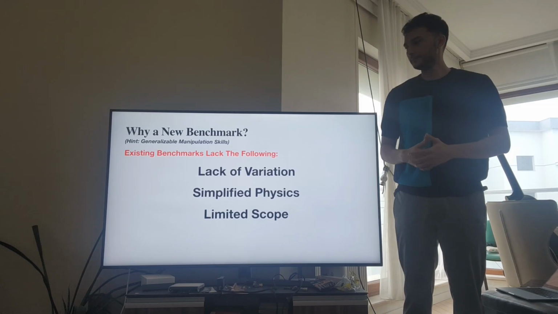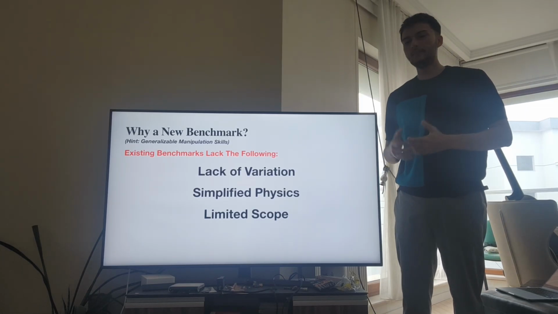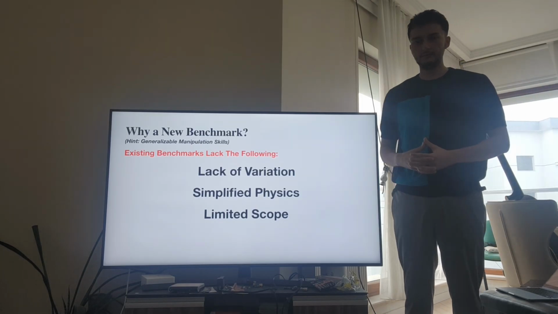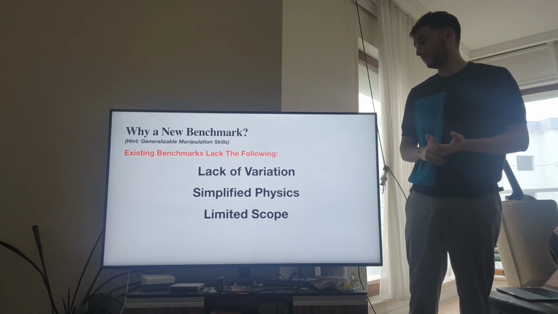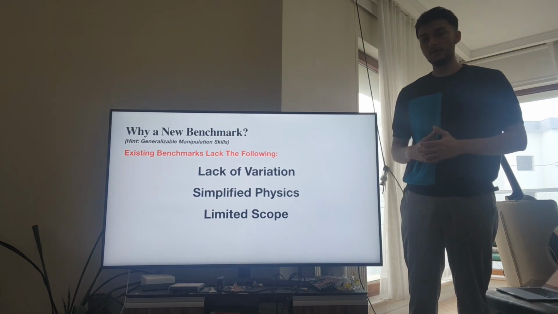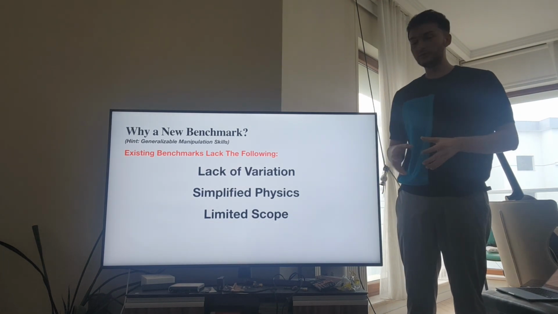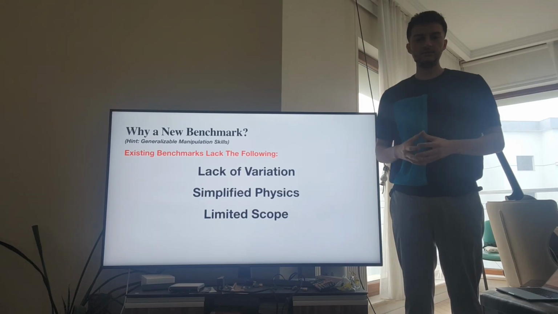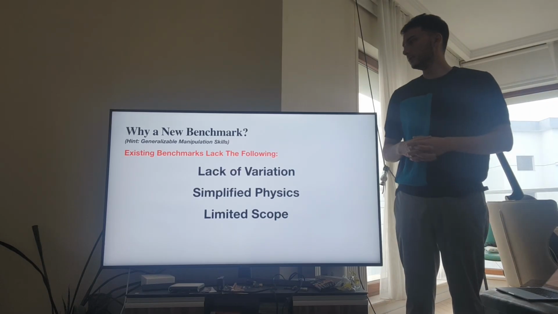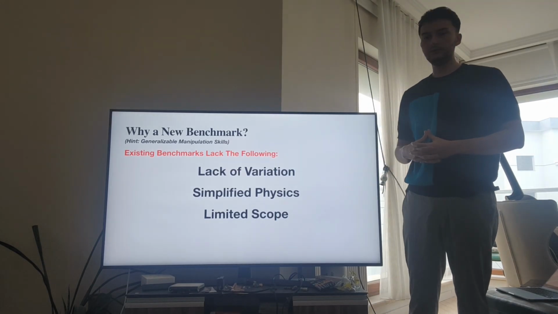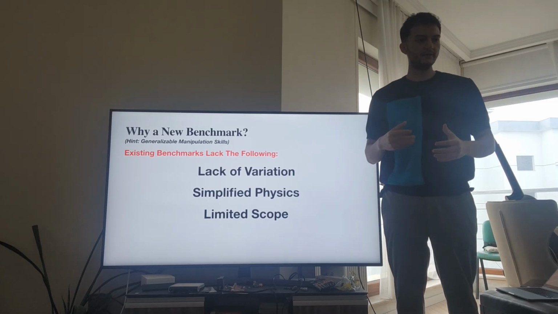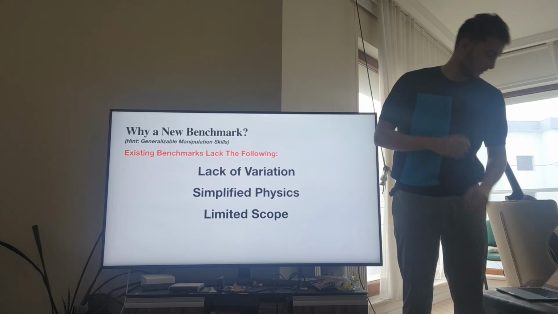Why a new benchmark? Hint, it's actually about generalizable manipulation skills. The existing benchmarks lack the following. They lack variation of different tasks and diversification. They lack realistic physics, such as soft bodies of the objects being manipulated, and they have limited scope. It is also not great at rendering the tasks given by the user. So we will get into how ManiSkill2 achieves better high speed on these tasks by allocating work to the CPU and GPU differently. So let's get into it.